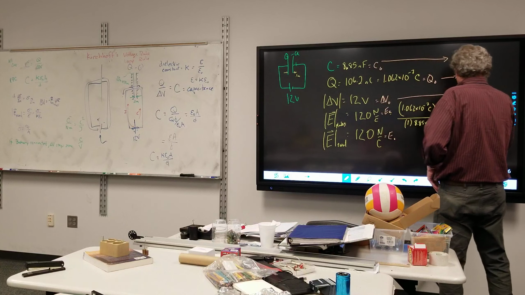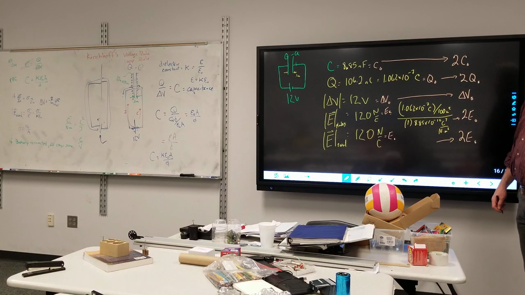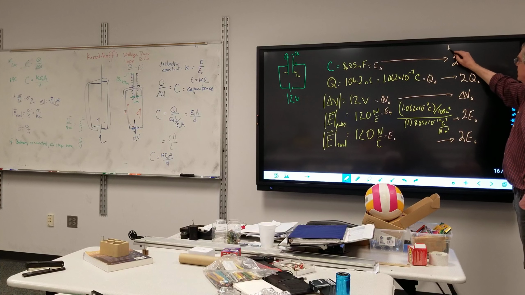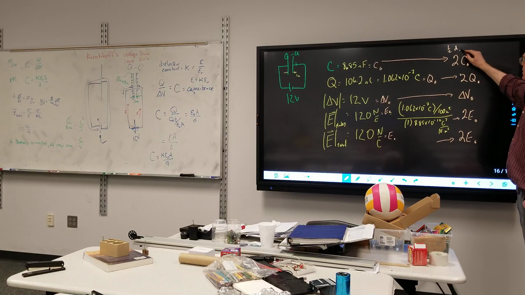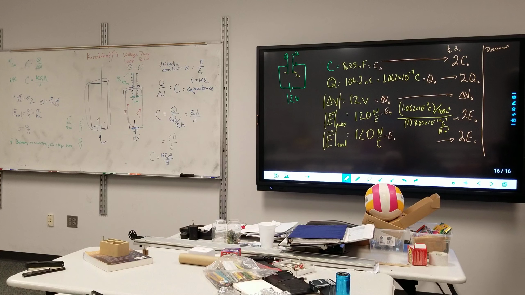All right. I'm now going to disconnect the battery. So this was halving the distance, half d, so done. Now let's disconnect. What changes if I disconnect the battery? Voltage. How?